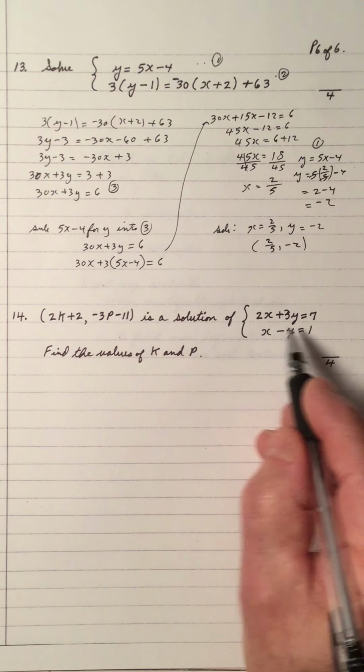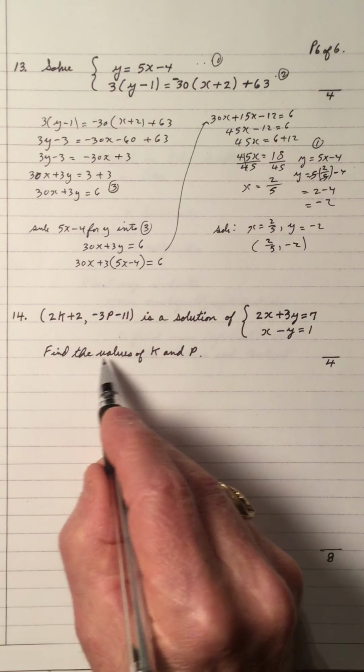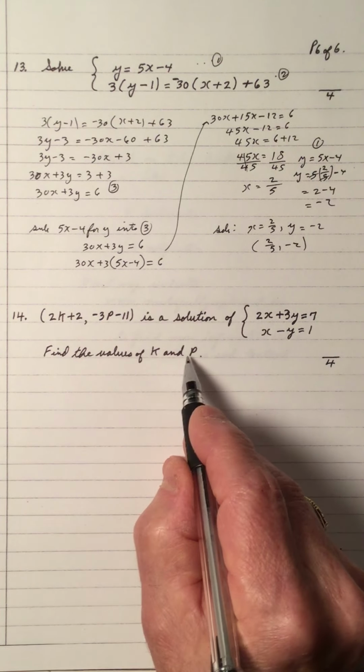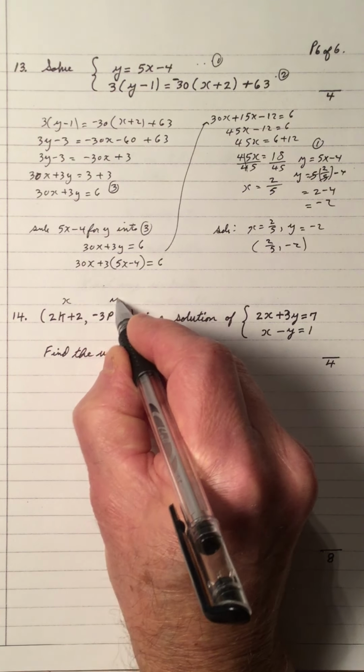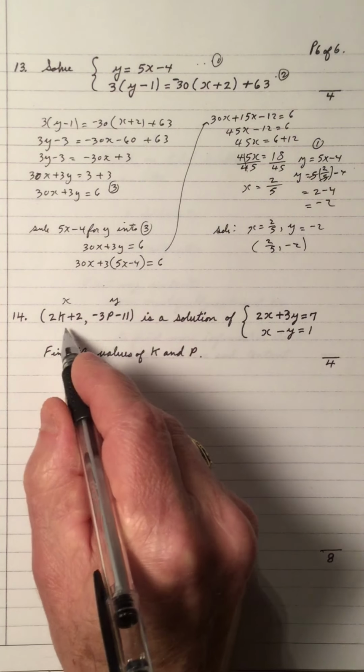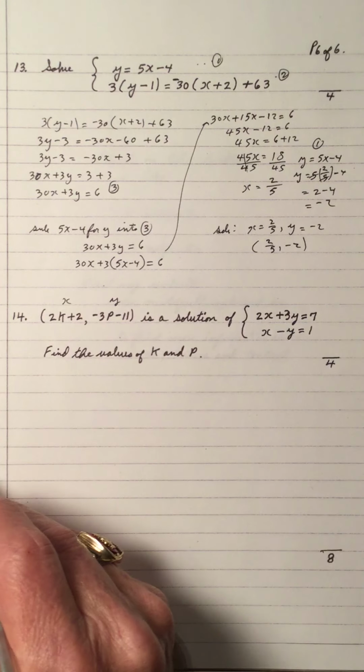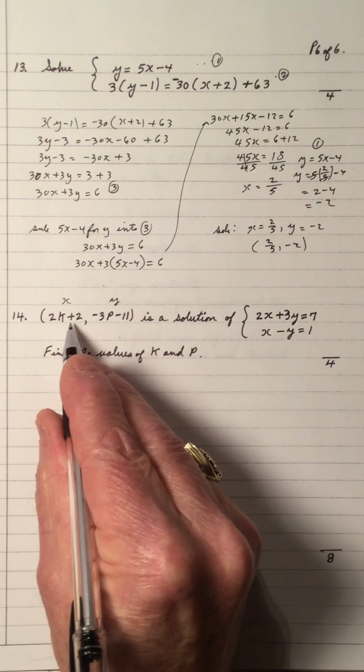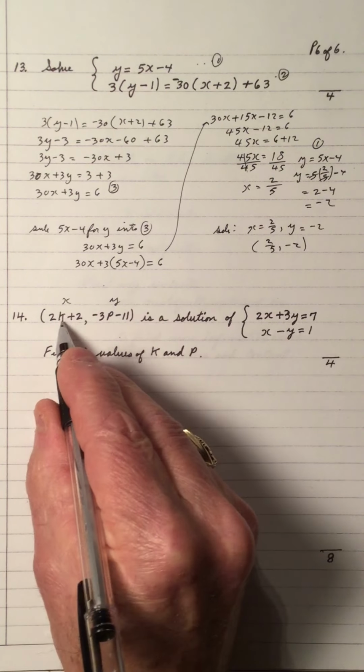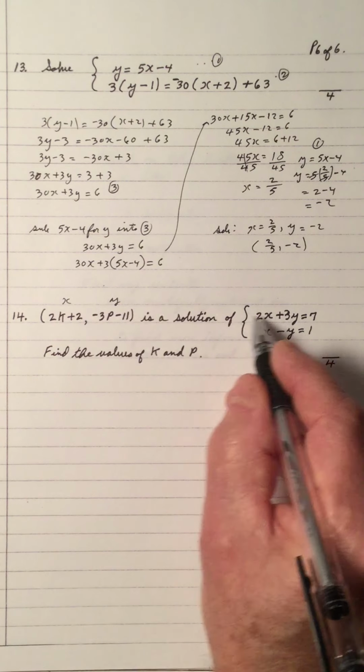These got x's and y's. These got k's and p's. Find the value of k and p. So if that's a solution, that's the x value and that's the y value on this point. So that's the x and that's the y. That means I'm going to sub these two, take these two values of x.